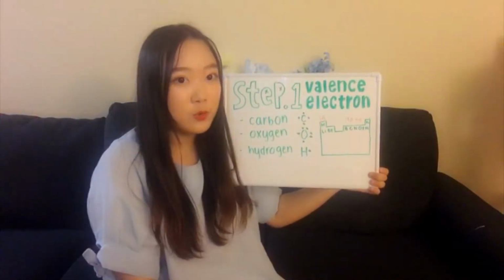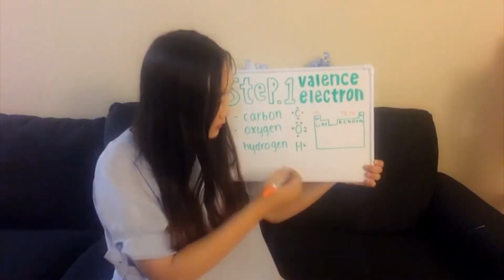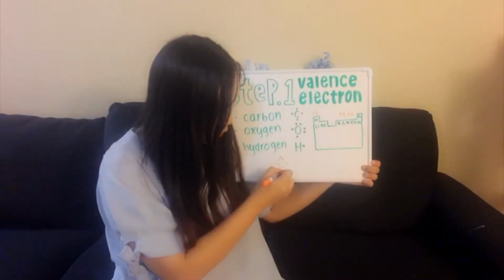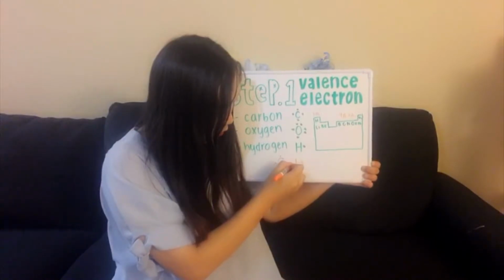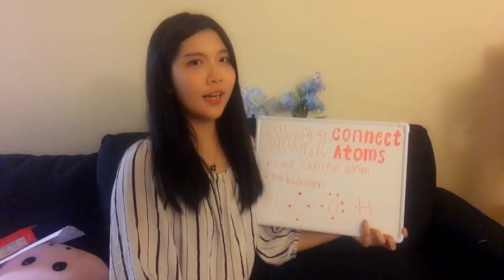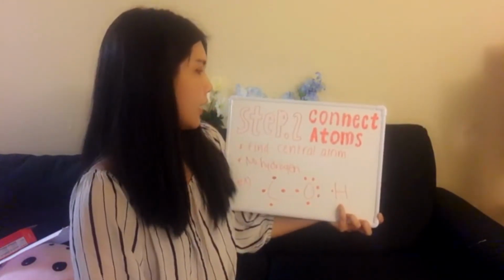Before you draw the Lewis structure, you need to first draw the atoms individually. So carbon has 4 valence electrons, and hydrogen has 1. Okay, like this. Are you confident in finding the valence electrons? In step 2, we connect the atoms.